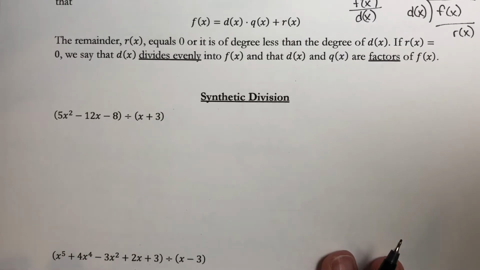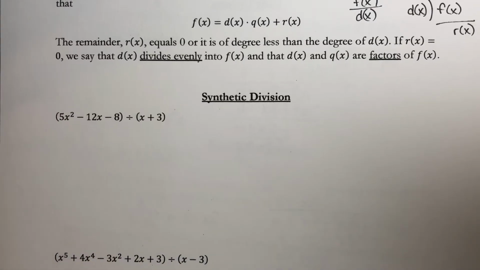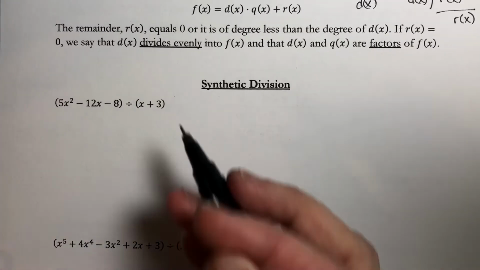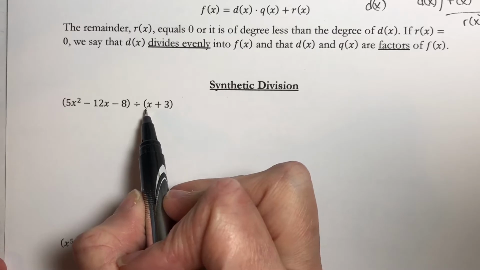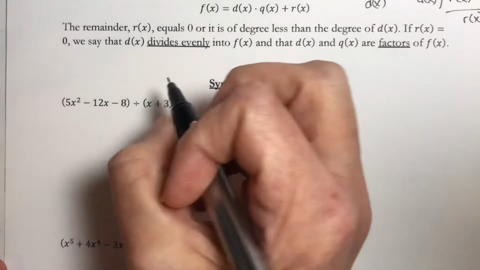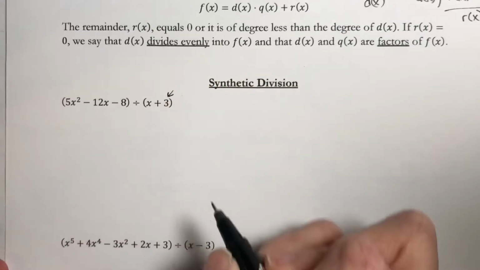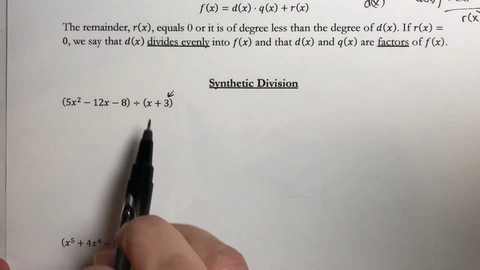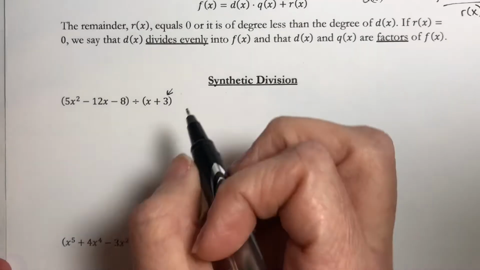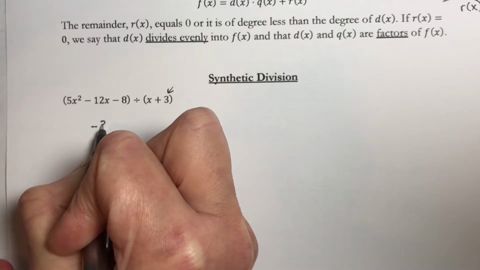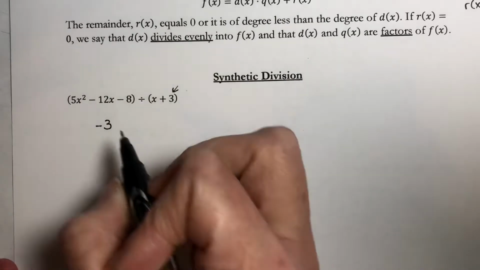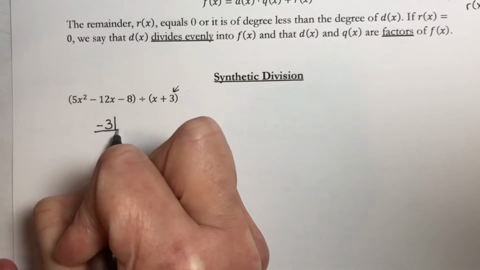The way I'm going to show you to write it down is a little bit different than what you're going to see in the book, but the process is exactly the same. Okay, so what are you going to do? The first thing you want to do is look at what you're dividing by, and write down this number with the opposite sign. So since this is a plus 3, I'm going to write down a minus 3. And I'm going to put it in a little half box right here.